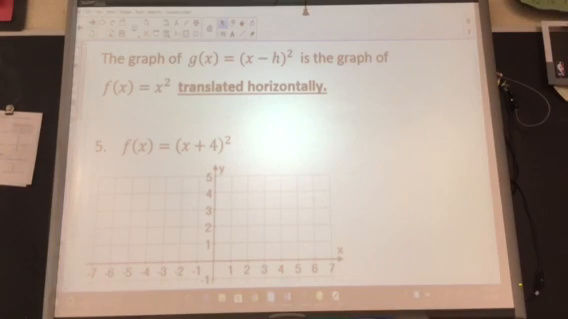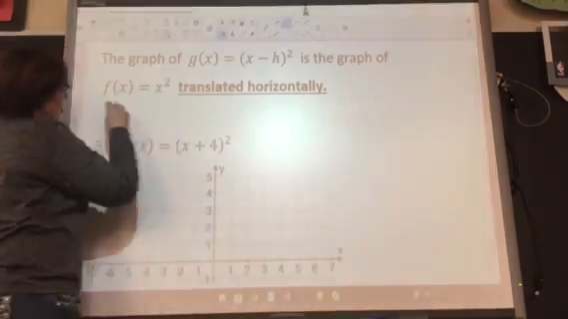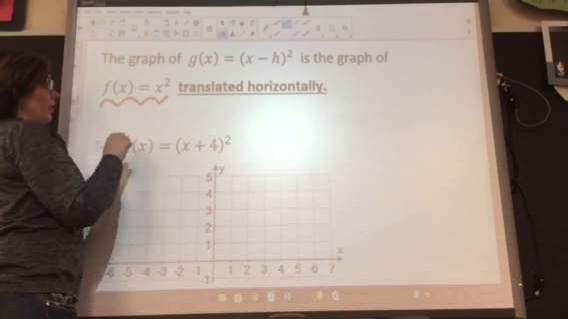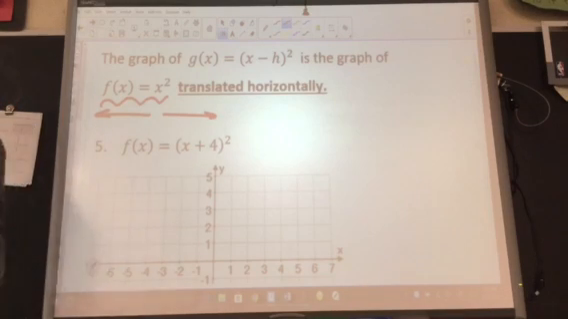Okay, the graph of g of x equals x minus h, the quantity squared. We should have just plugged in two numbers and fixed that, and I'll go back and do that. The graph of f of x translated horizontally: we're going to take the parent function and move it to the right or to the left. When the number is inside the parenthesis, that tells us to move it to the right or to the left.